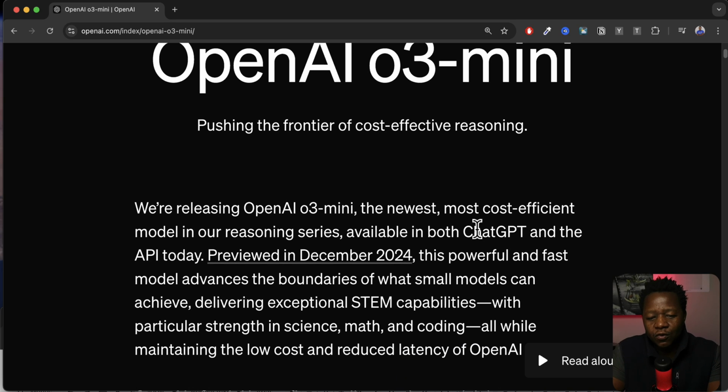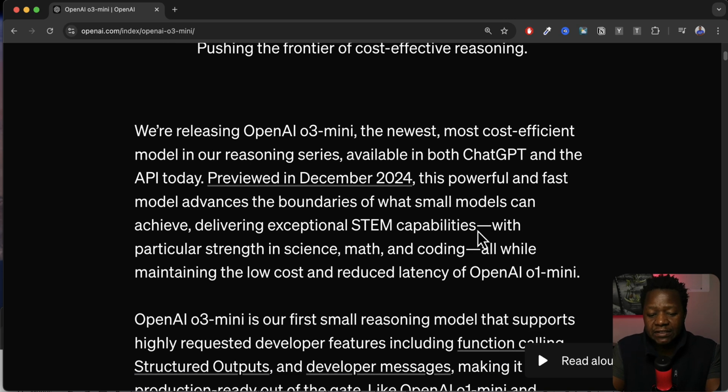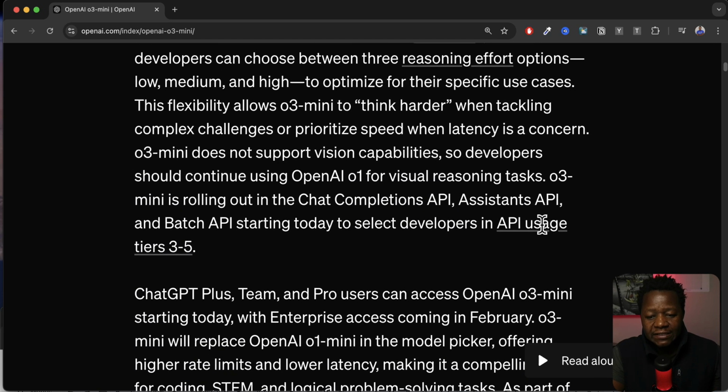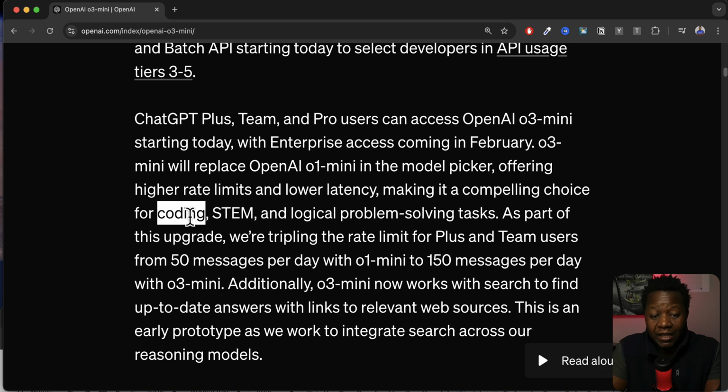If you read the whole thing, it says a lot about O3 mini being the latest AI model built specifically for reasoning, meaning it's much better at math, coding, and logic-based tasks. But most importantly, if you continue to read, it says that it is a smaller model, because the bigger the model is, the more computationally hungry it will be, offering high rate limits and lower latency, making it a compelling choice for coding, STEM, which stands for science, technology, engineering, and math, and logical problem-solving tasks.